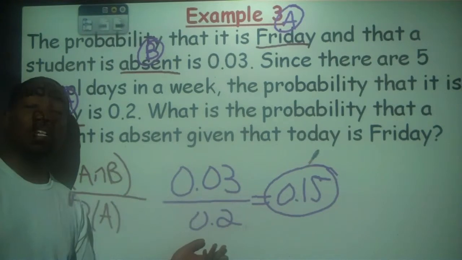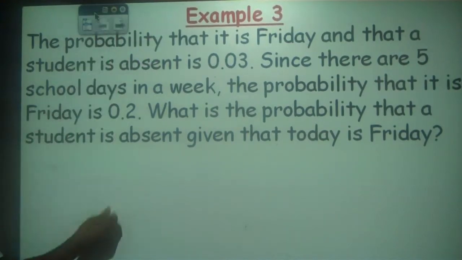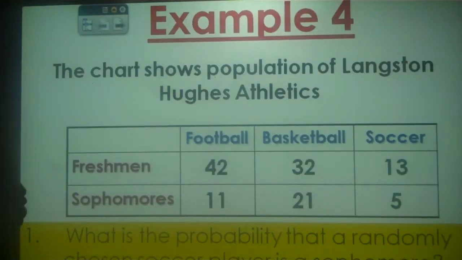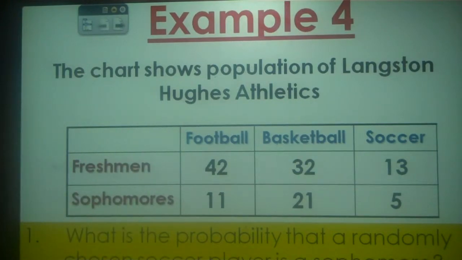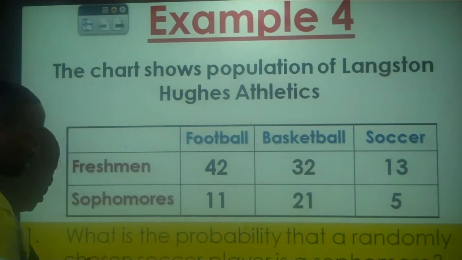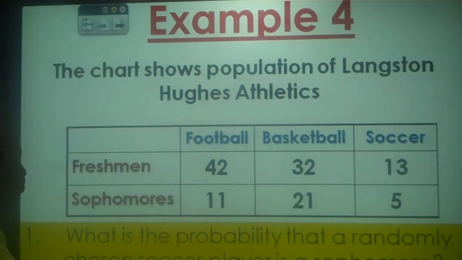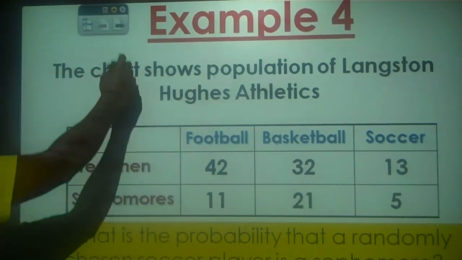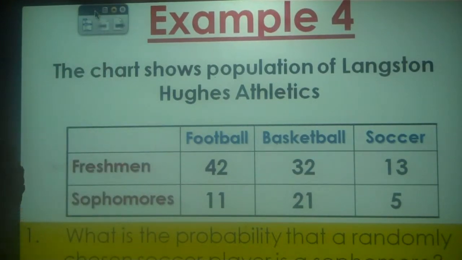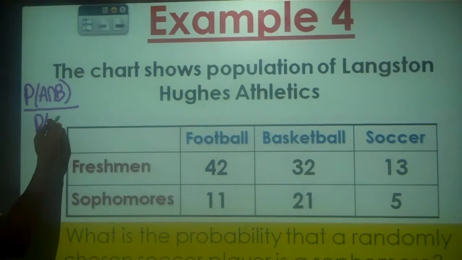Now, this is one way you might see conditional probability, but let's look at another way. This is a straightforward question. Another way you might see conditional probability is in a chart. So, what do we have here? The chart shows the population of Langston Hughes athletes. If you read the question really carefully, what is the probability that a randomly chosen soccer player is also a sophomore? So what are we taking the probability of? Taking the probability of how many events? A soccer player and a sophomore, right? These two events are together. Whenever we do two events together, what do we use? Conditional probability. So the formula is P of A and B over P of A, right?